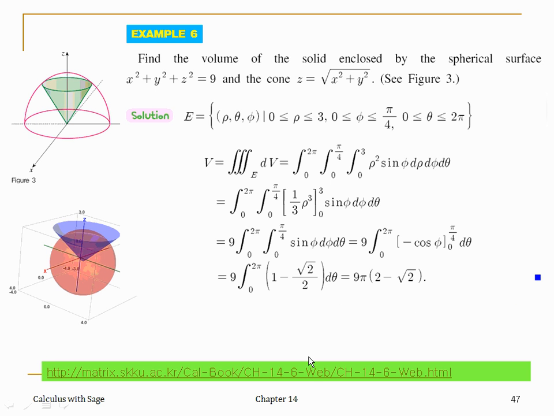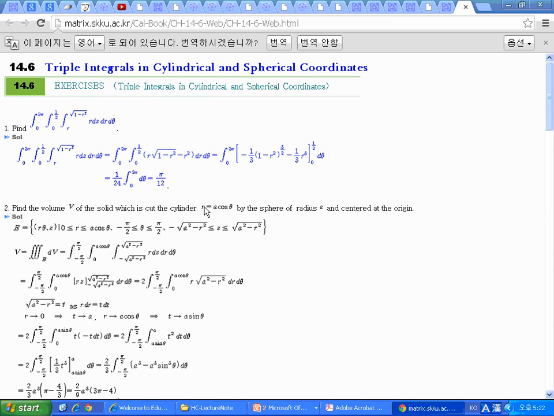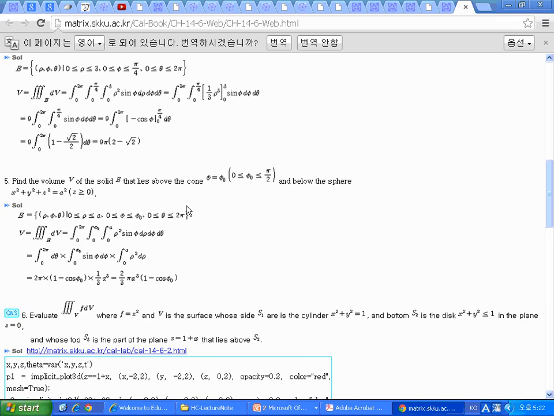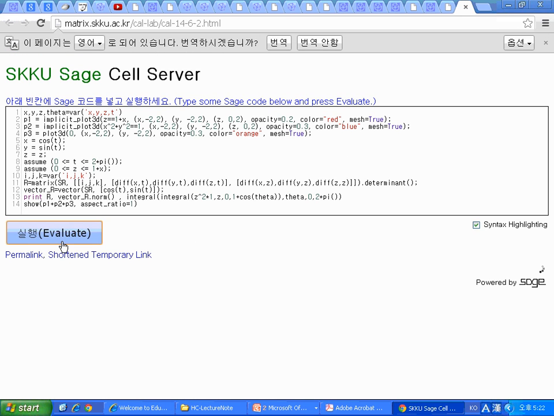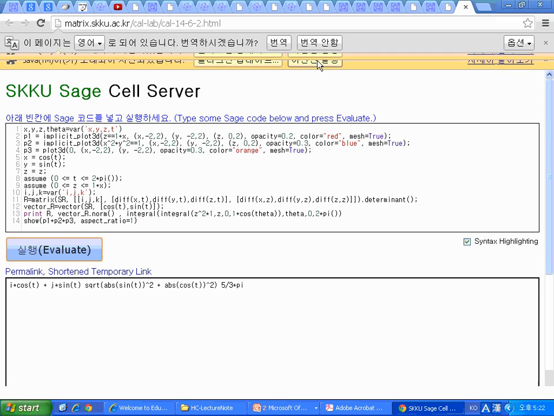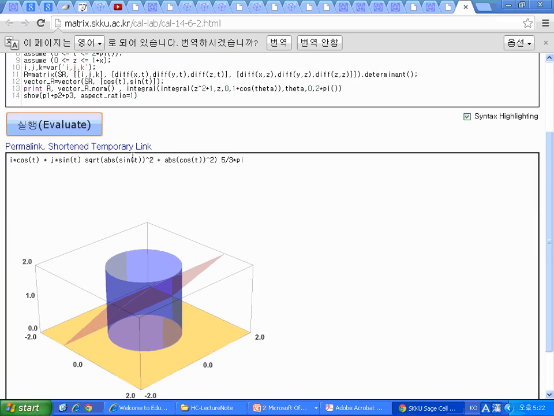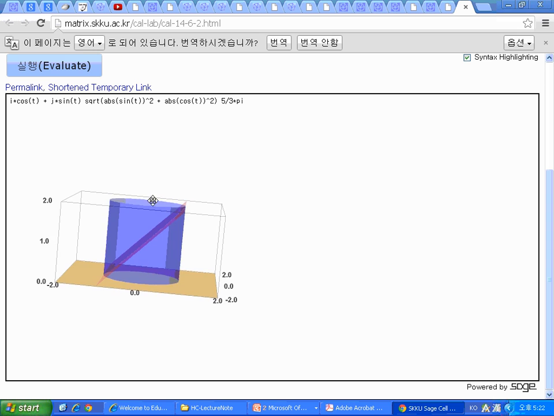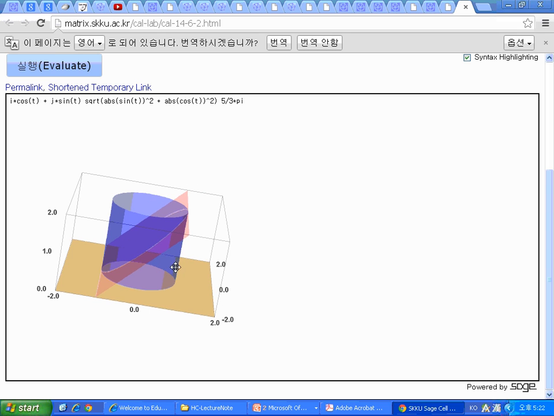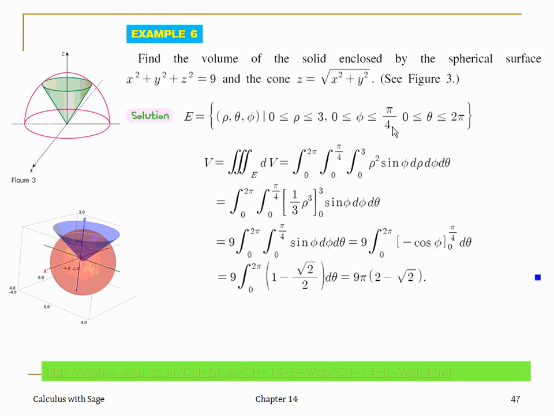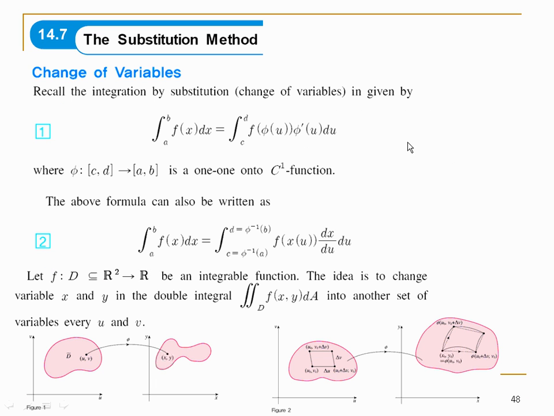I think that's it for section 14.6, and these are the examples and solutions that you can deal with, and that you can actually see how these integrals, the intersections, and the volumes work, what you are looking for. Okay, any questions before the last section in chapter 14?